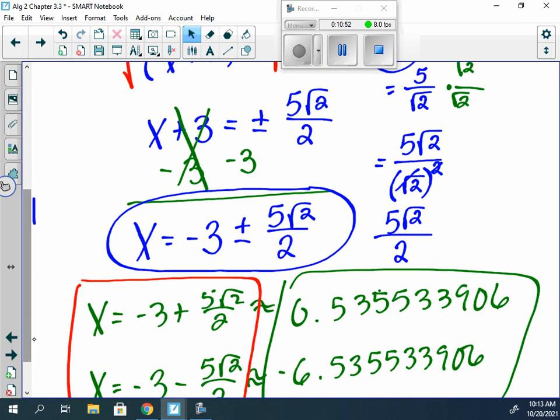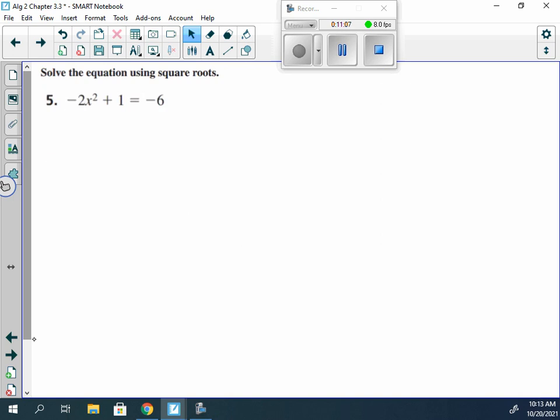Could we have solved this one by graphing? No, because those are non-repeating, non-terminating decimals. That would be very difficult to find. We could approximate it if we asked the calculator, the graphing calculator, to do that. I know we can do this one here, but let's go on and look at this one here, because I want to do one more with our parentheses.